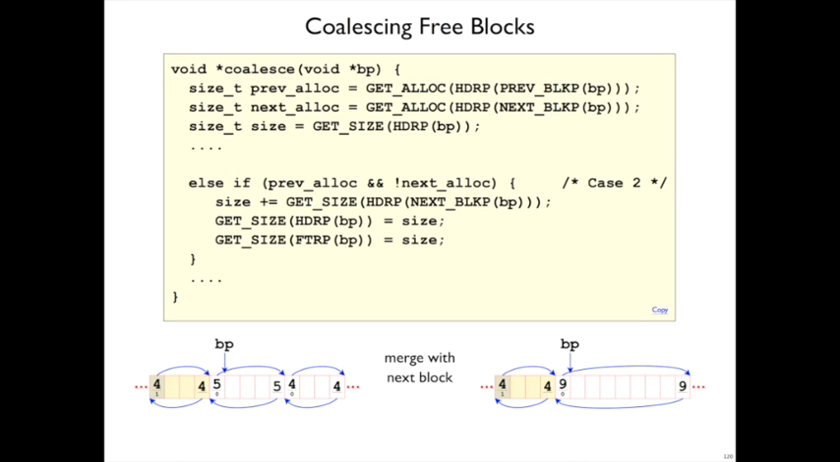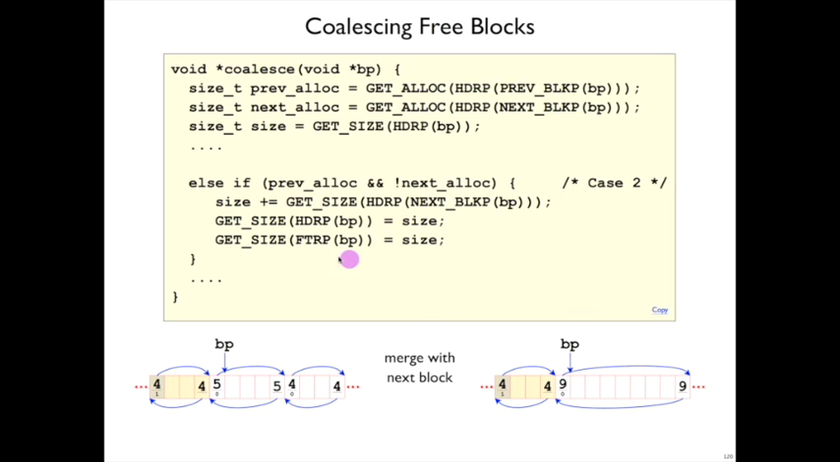Case 2 is the first interesting one. That is where we've just freed this block. The one after it is unallocated, so we need to merge them. The way we merge them is we take the size of the next block, add it to the size of the current block, and set that as the size of the current block. So that's what we're doing here, getting the size of the next block, adding it to the current block size, resetting the current block to have that size.